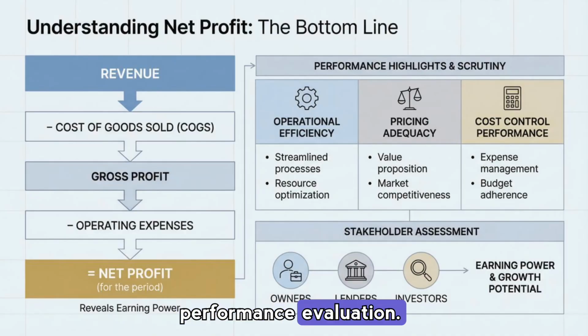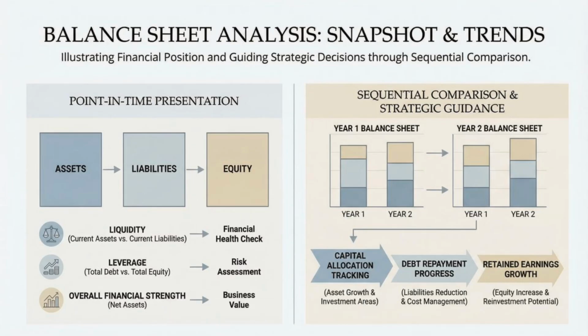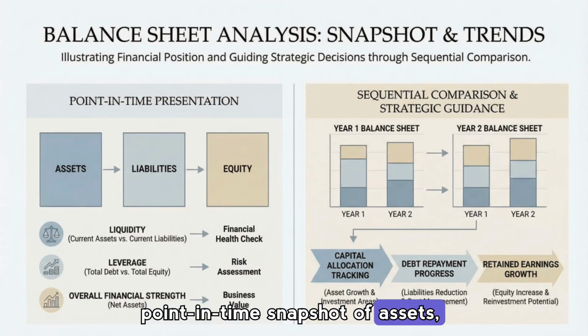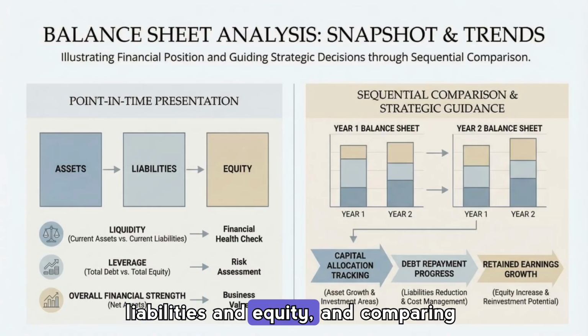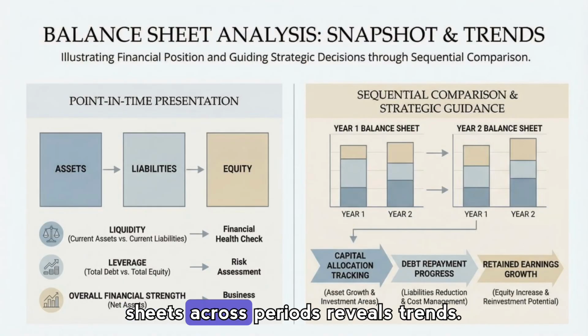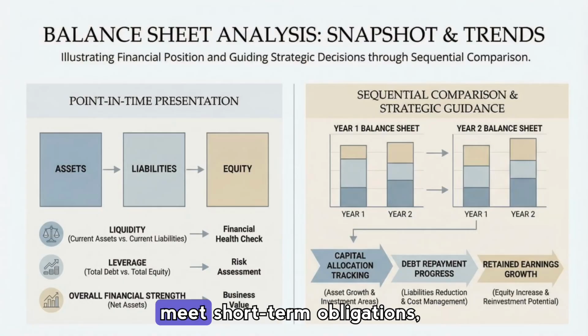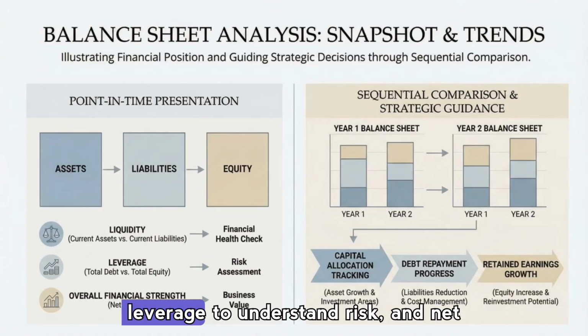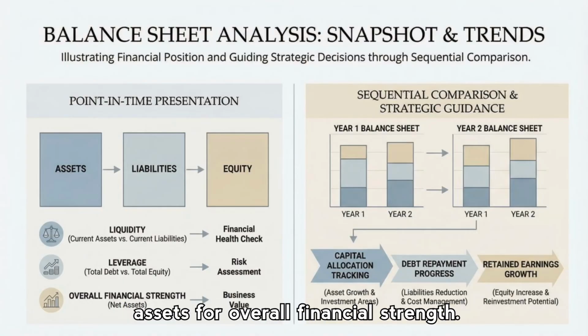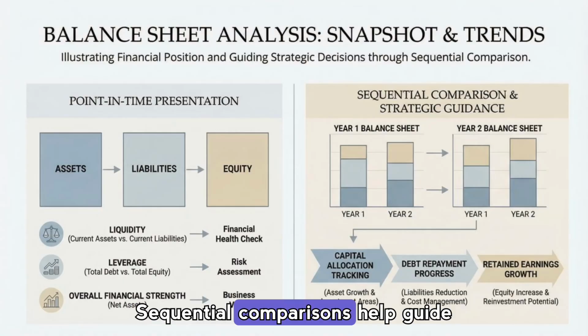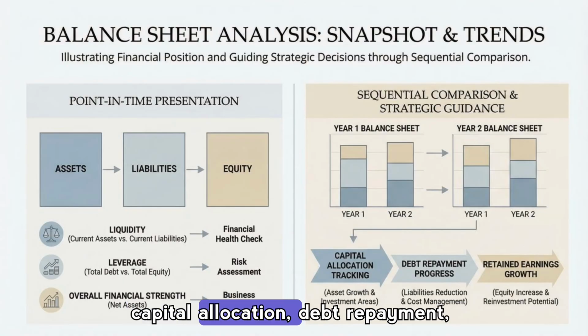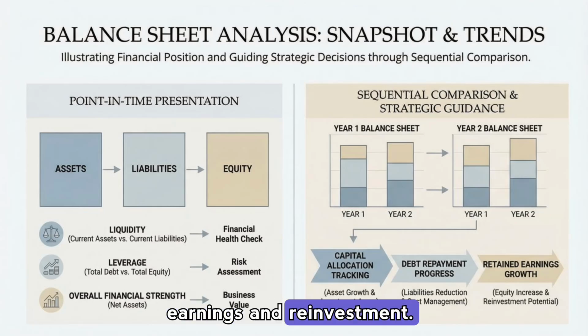to performance evaluation. The balance sheet gives a point-in-time snapshot of assets, liabilities, and equity, and comparing sheets across periods reveals trends. Key checks include liquidity to meet short-term obligations, leverage to understand risk, and net assets for overall financial strength. Sequential comparisons help guide capital allocation, debt repayment, and decisions about retained earnings and reinvestment.